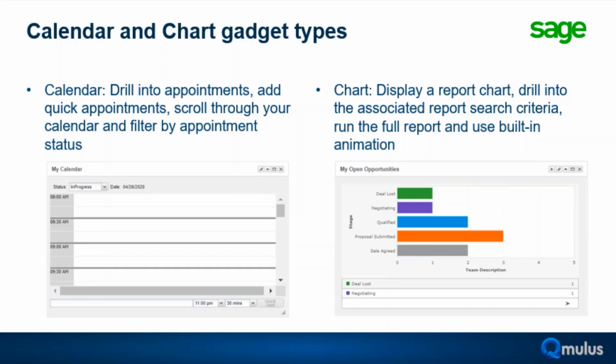The chart gadget on the right allows a user who has access to reports to analyze data at a glance through the use of report charts. The colorful display with drill down and report search capabilities makes the gadget a welcome addition to any dashboard.